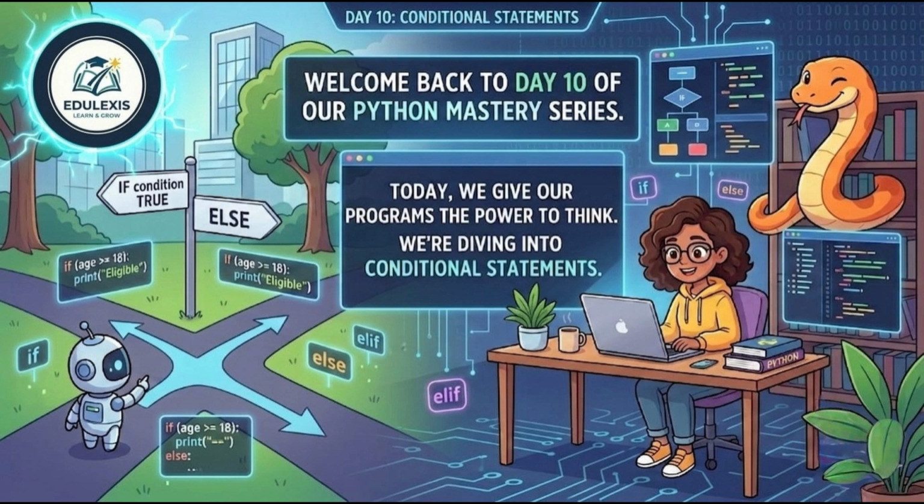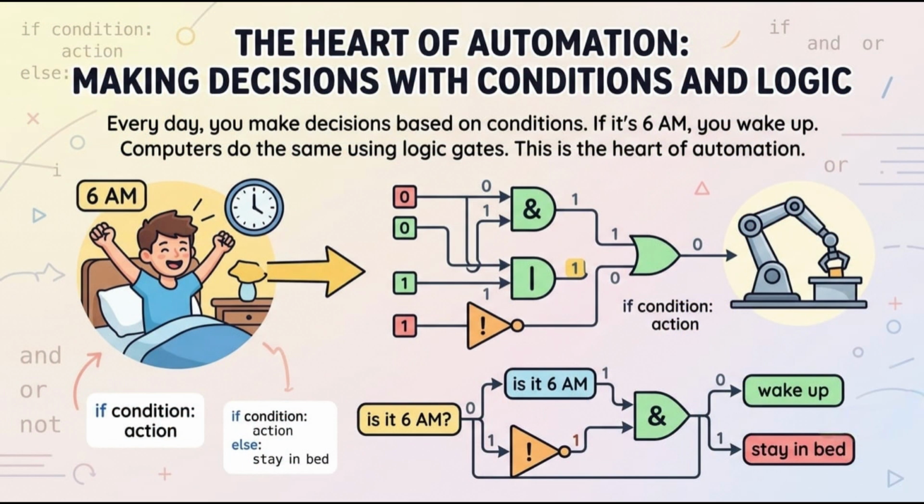Today, we give our programs the power to think. We're diving into conditional statements. Every day, you make decisions based on conditions. If it's 6 a.m., you wake up. Computers do the same using logic gates. This is the heart of automation.